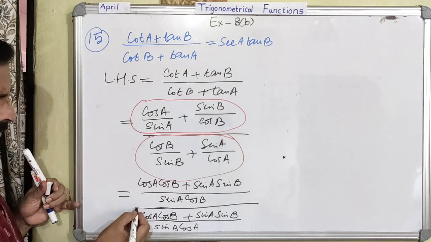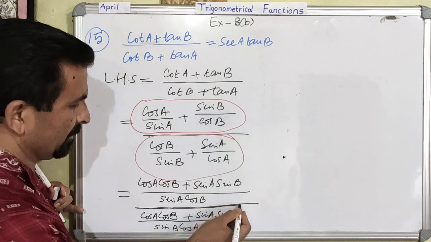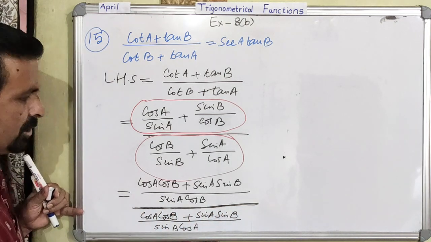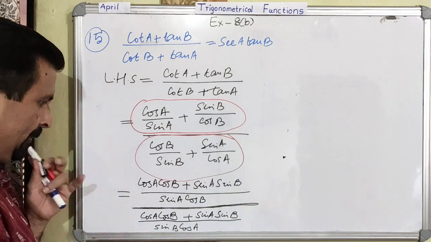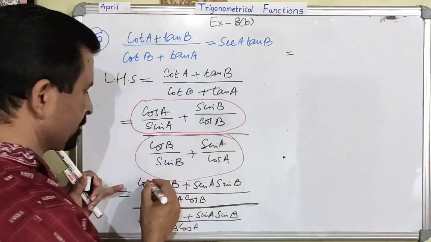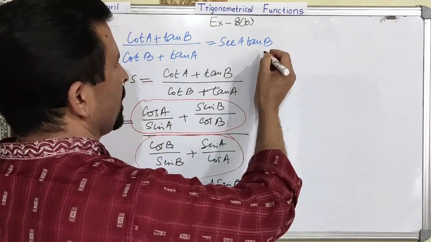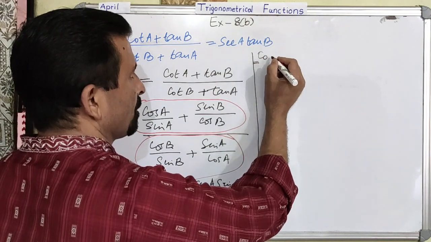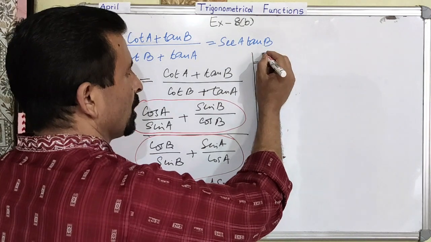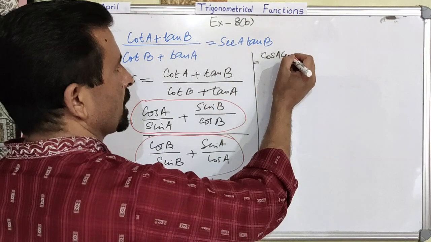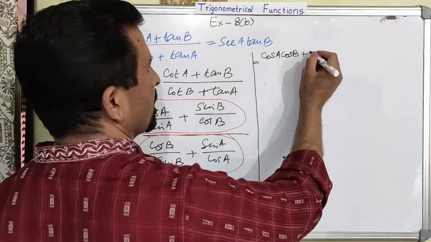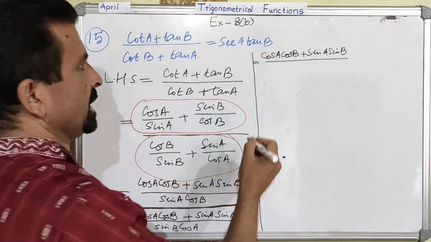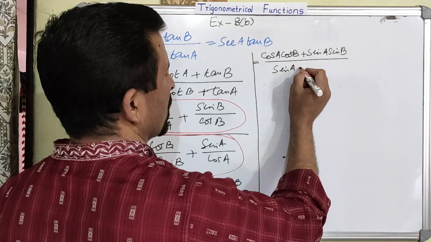Now this line is seen this time immediately as a division sign, because if you have a fraction above or below this, it will always be taken as the division sign. Now change this division into multiplication, so the denominator will go upside down. Let me rewrite. It is equal to cos A cos B plus sin A sin B, divided by sin A cos B.